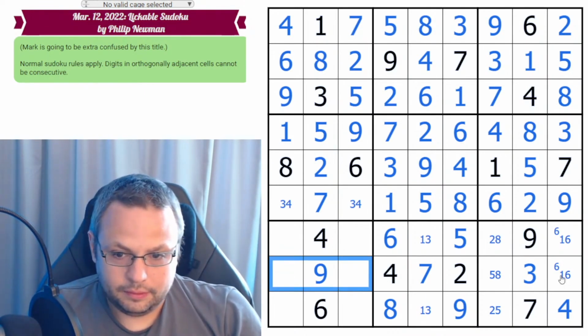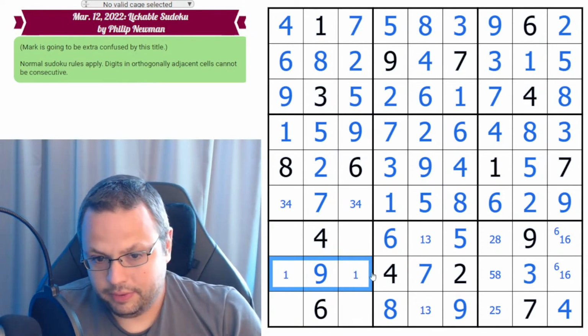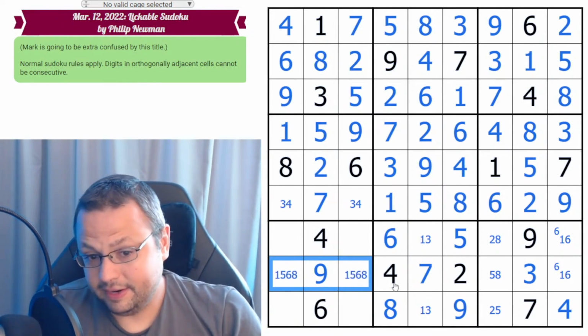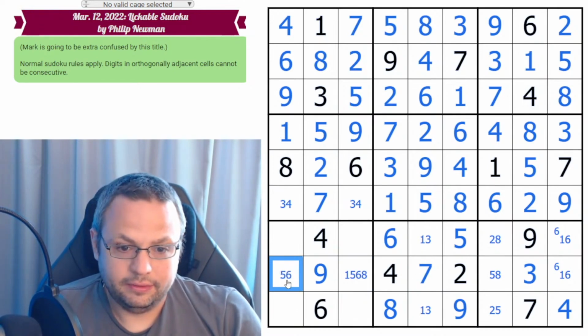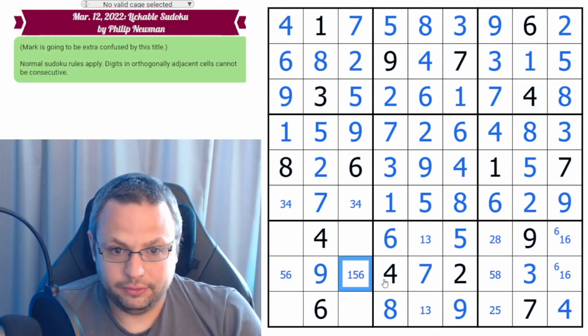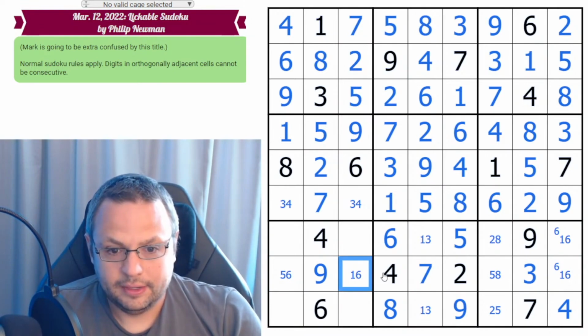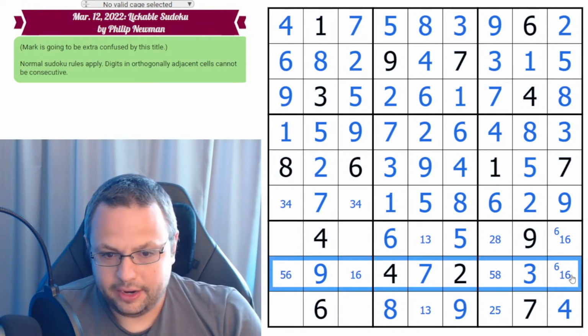These two digits next. Let's see, this row needs a 1. It's got a 2, a 3, a 4. It needs a 5 and a 6. It's got a 7. It needs an 8. Okay, so this is not 1 or 8. This is also not 8 or 5. So where does the 8 go in this row?